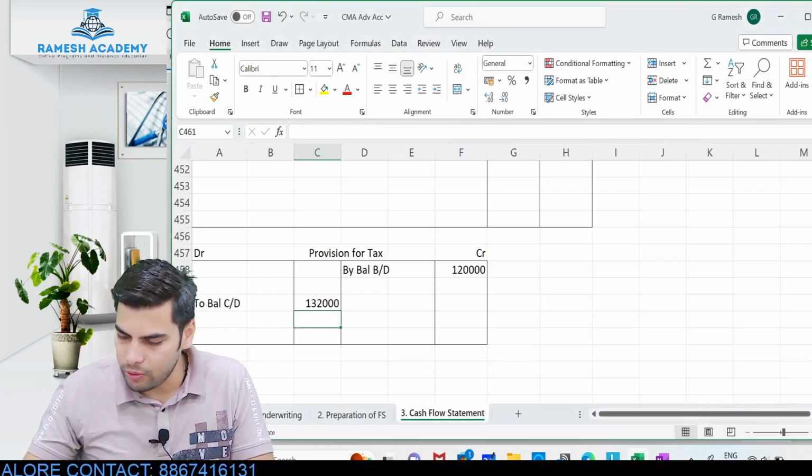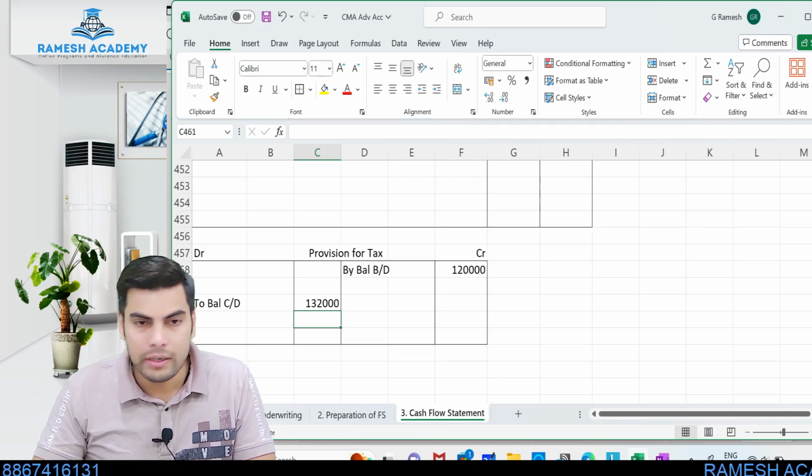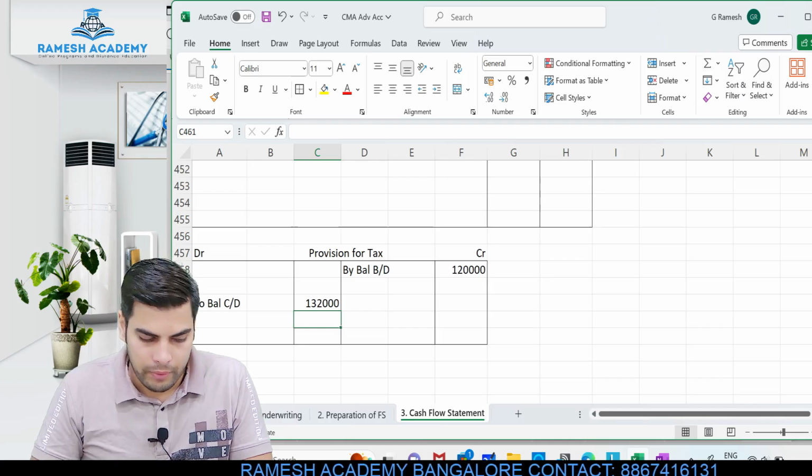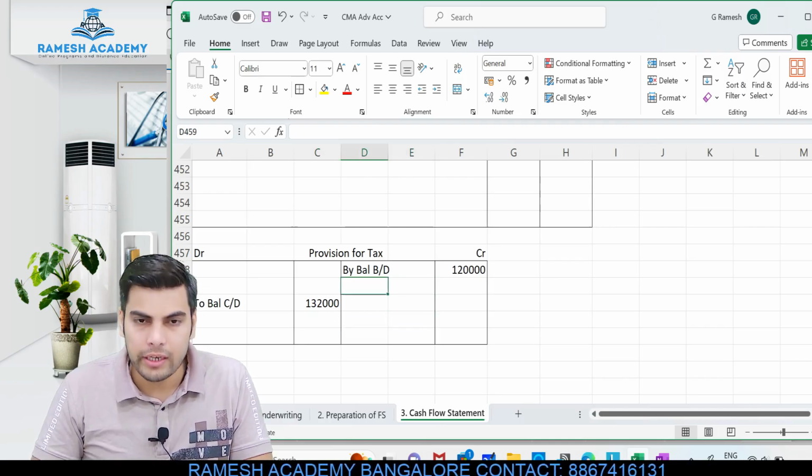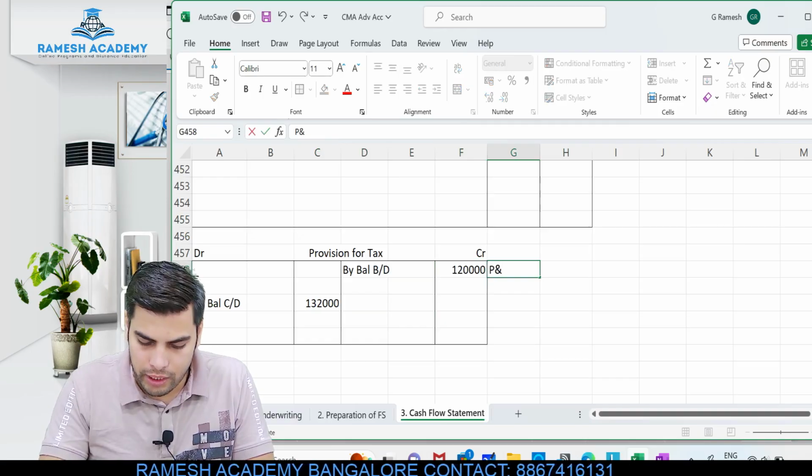8,80,000 rupees is the amount. Now I need to calculate how much is the tax which I actually paid during the year. All right, so this provision whatever we created, you know the entry, right? Any provision you create, what will be the entry?